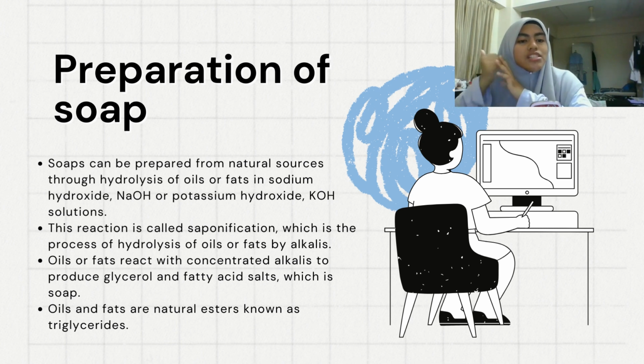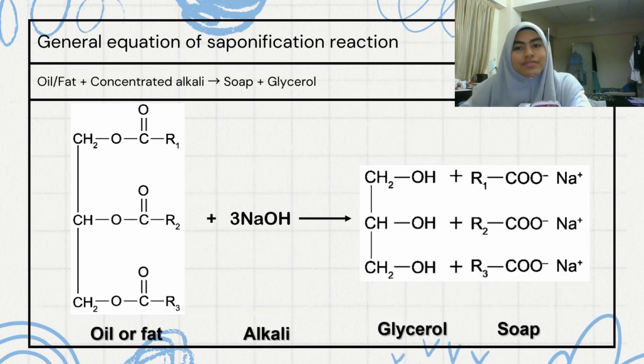Oils and fats are natural esters known as triglycerides. The general equation of the saponification reaction is oil or fat plus concentrated alkali becomes soap plus glycerol.